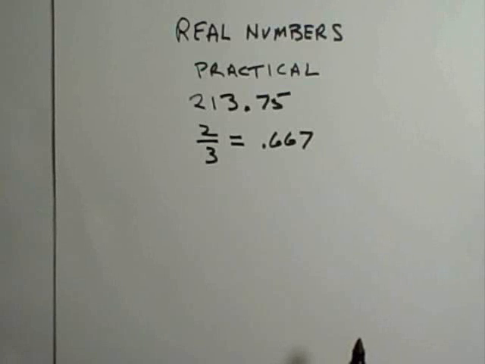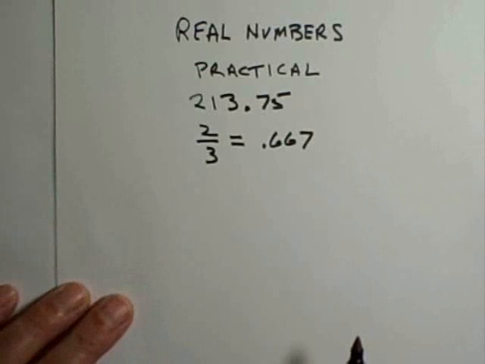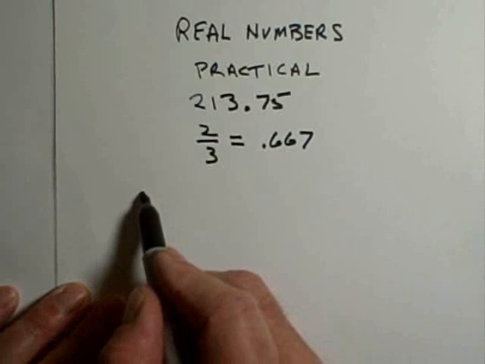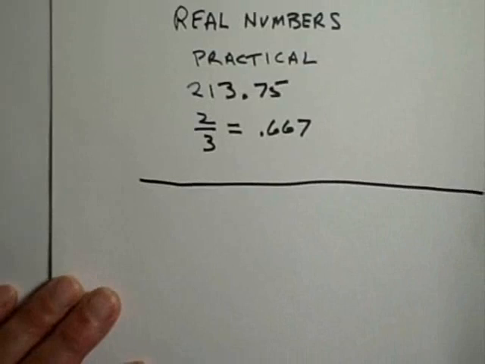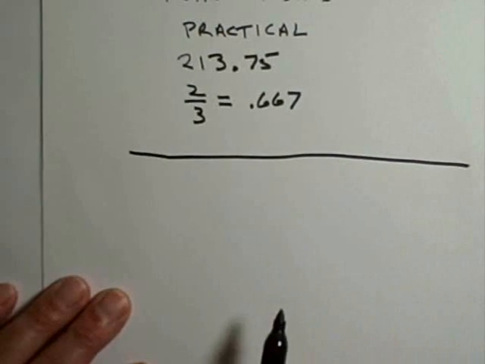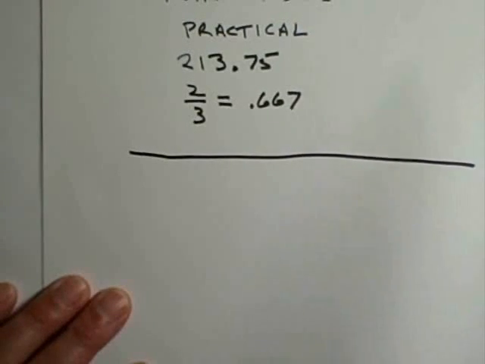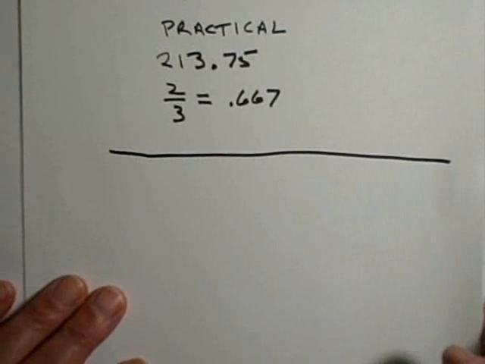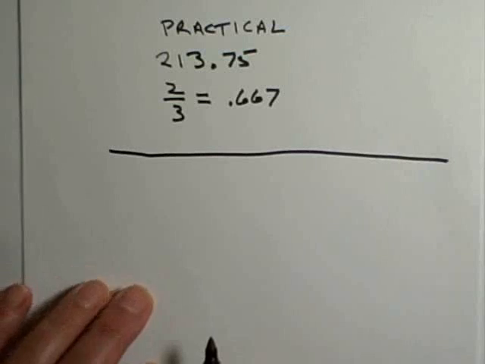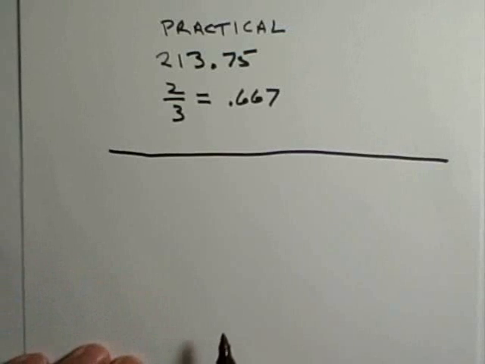Now, the reason they're called real numbers is because if you take a straight line, you can actually assign every point on that line to a real number and vice versa. Now, as you know, this is kitchen table math, and so my drawings are not going to be particularly pretty, but the idea is to understand the concept behind it.